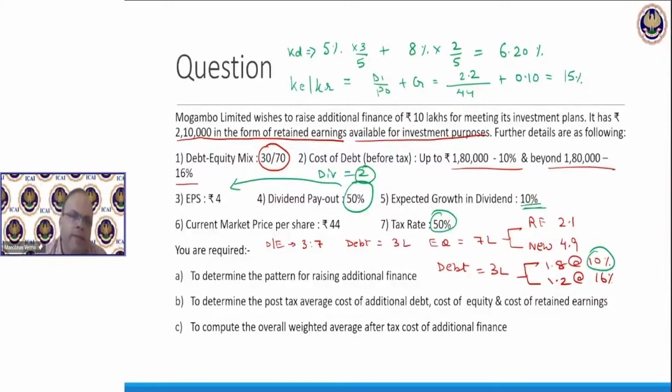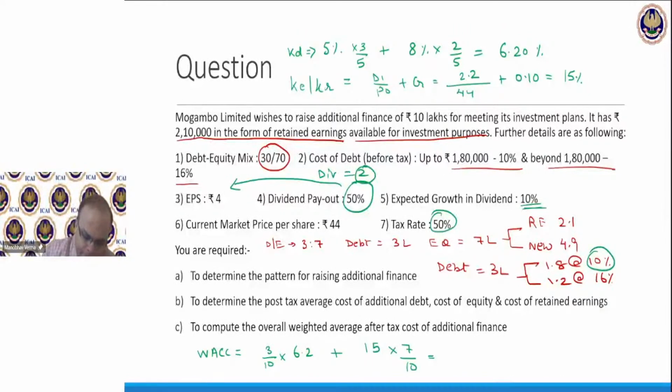So basically, we are now talking about WACC. So what is my ratio? Debt to equity is 3:7. So 3 by 10 into 6.2 plus 15 into 7 by 10. So are we getting 12.36% here?